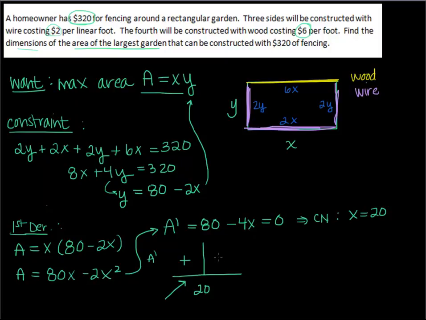If I plug in 100 in here, just a number bigger than 20, I would get 80 minus 400. I don't know what that is, but that's negative. I mean, I do. I know what that is. That's a negative 320. All right, so positive, then negative. So what does that mean? That sure enough, I have a maximum, which is what we wanted.